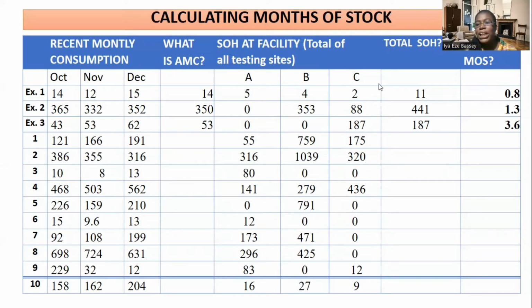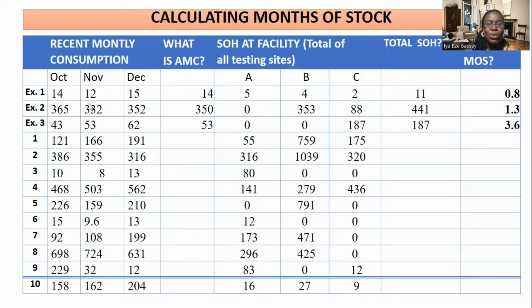So what is my total stock on hand? What is the total number of test kits I have at hand? I would add from facility A 5 plus 4, that is 9, plus 2 will give me 11. That is my total stock on hand. For me to calculate the months of stock, all I will do is divide my stock on hand by the average monthly consumption, which we had already calculated, and that will give me 0.8 months of stock. Do we get that?